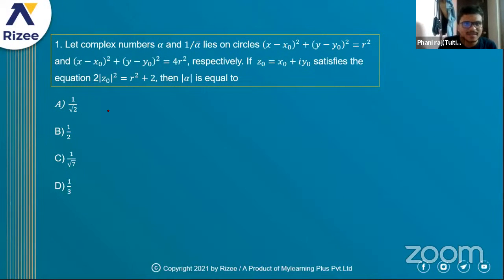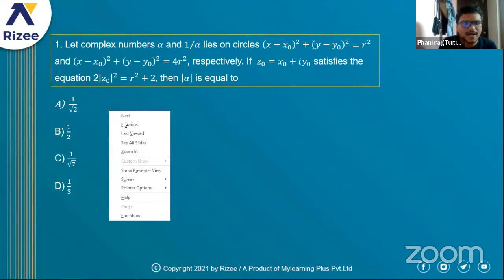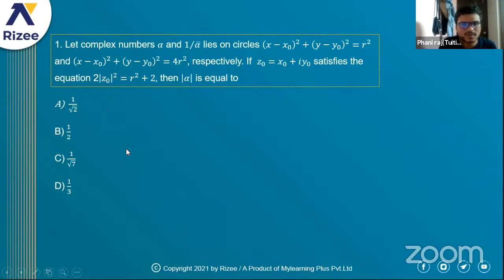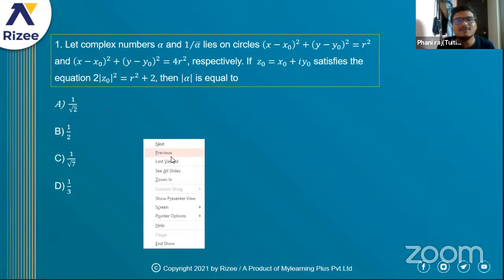The first question says, let complex numbers alpha and 1 by alpha bar lie on the circle with center x0 comma y0 of radius r, and 1 by alpha bar lies on the circle with the same center but with radius 2r. If z0 equal to x0 plus iy0, such that 2 times mod z0 equal to r square plus 2, then mod alpha equal to what? So you should find out mod alpha.